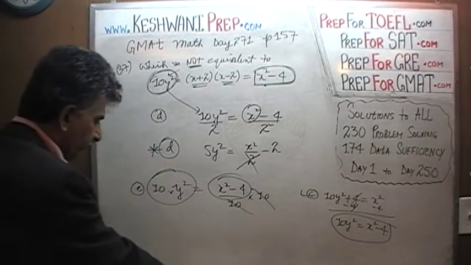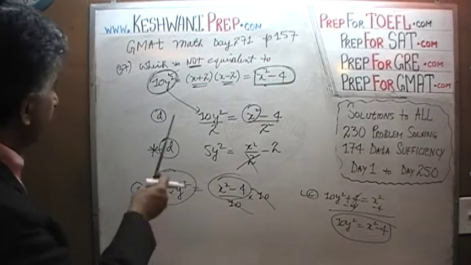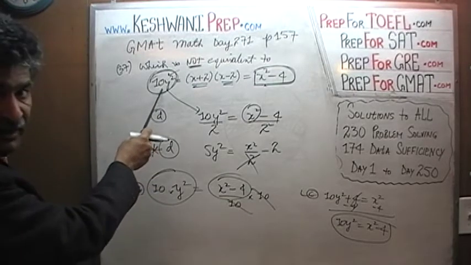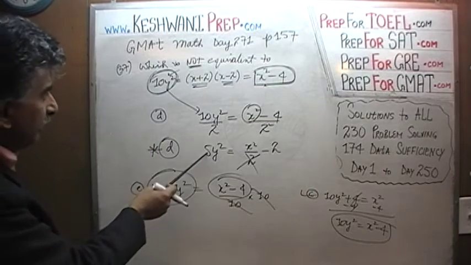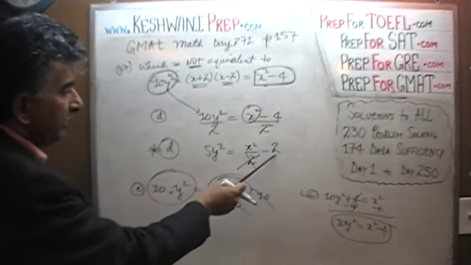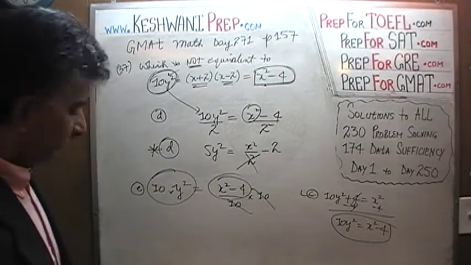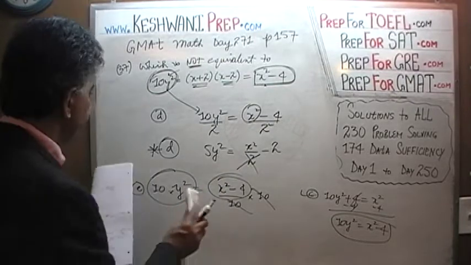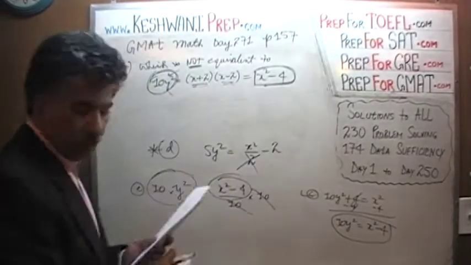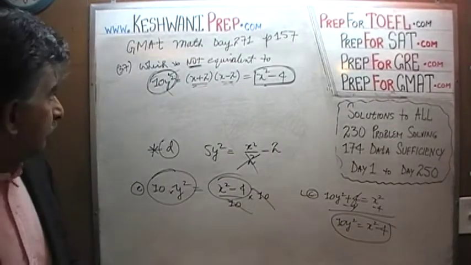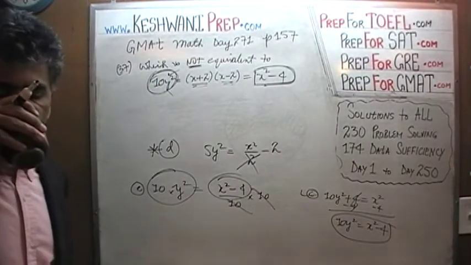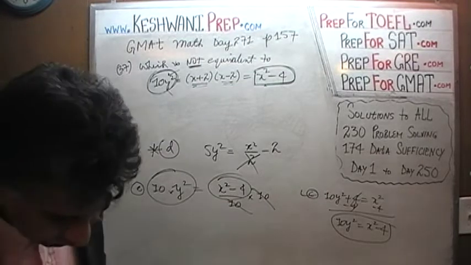The reason is because they take the original equation, they divide this side by 2 and they get 5y squared. And here they divide 4 by 2 and we get 2, but they don't divide x squared by 2. They left out the 2. The answer is D. Let's move on to the next problem. Problem number 38.